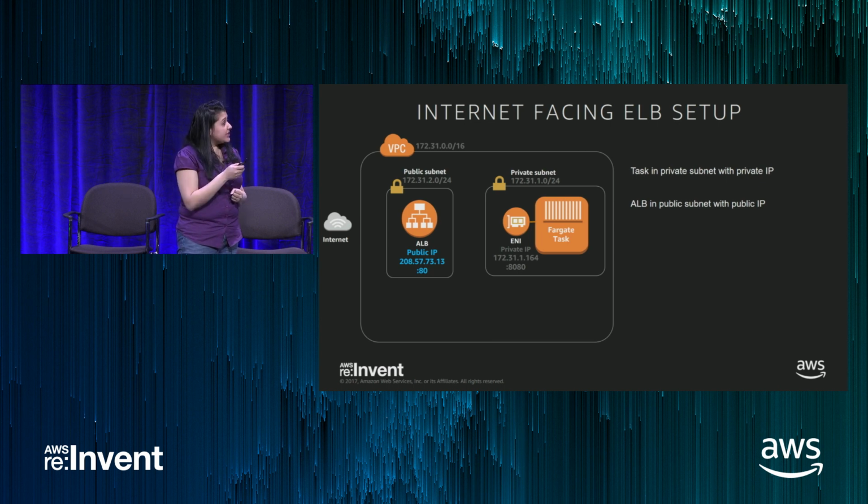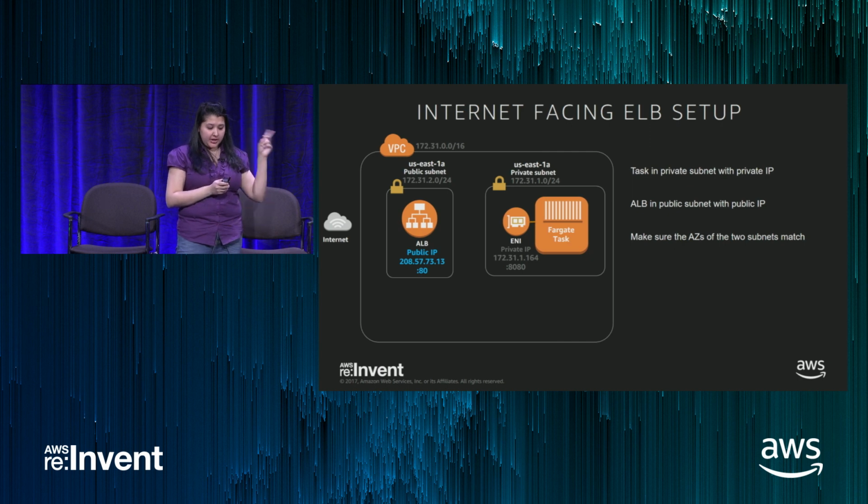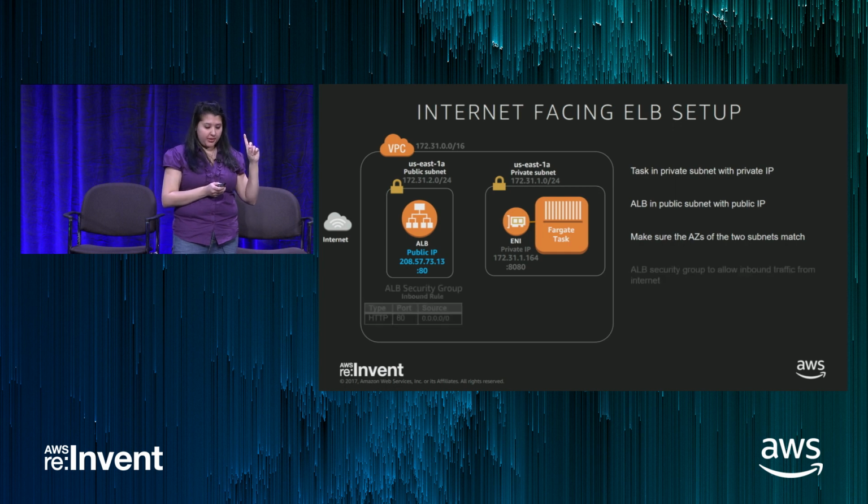And notice the ports in this case. Our Fargate task has a container that's listening on 8080 to accept incoming traffic from the load balancer. And the load balancer itself has a listener that's listening on port 80 to accept incoming traffic from the internet. Again, remember the availability zones on these two subnets need to match up.